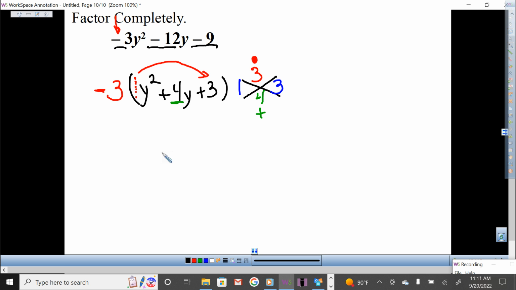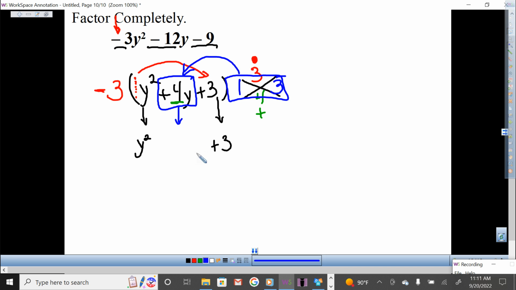All right, so then we're going to bring down the first term, which is y squared. We bring down the last term, which is plus 3. So basically, we're rewriting this trinomial. But now instead of writing 4y, I'm going to replace 4y here with what? 1y and 3y. So plus 1y plus 3y. All right. Next, group. That's why this is called factor by grouping.